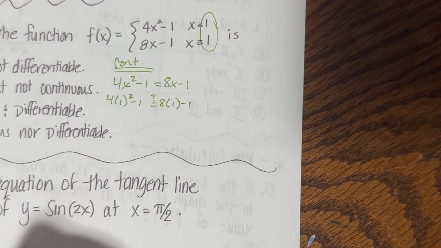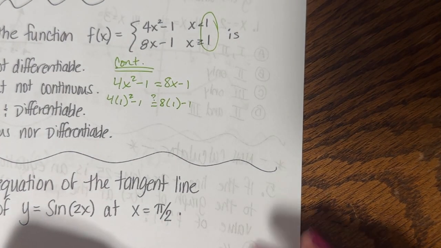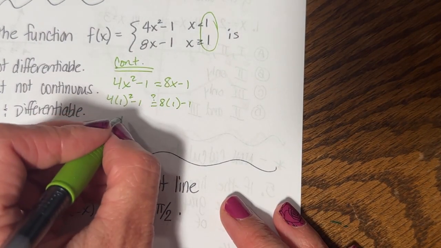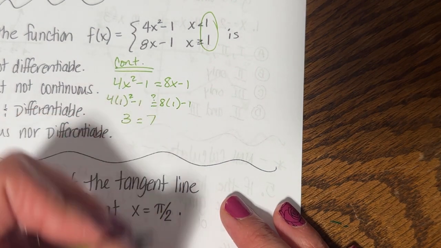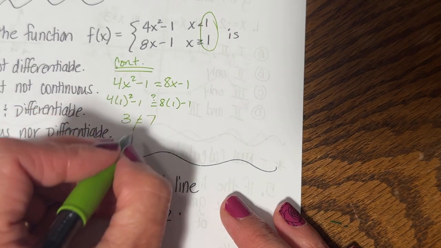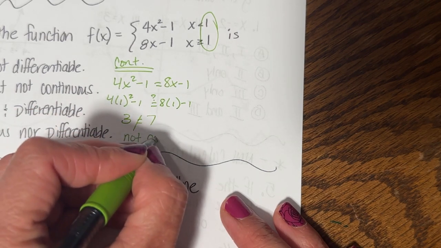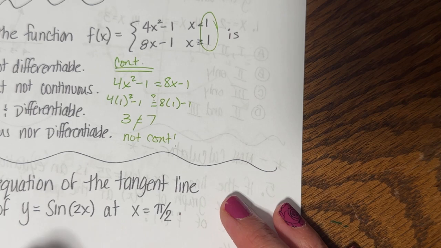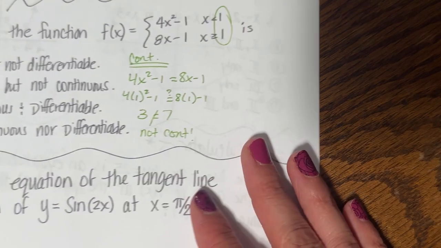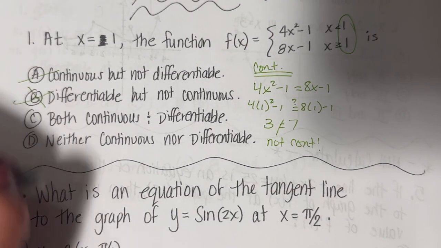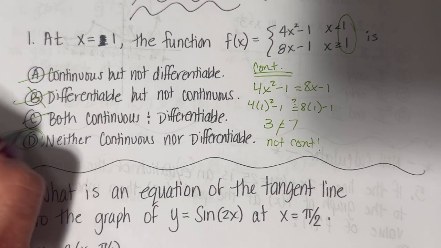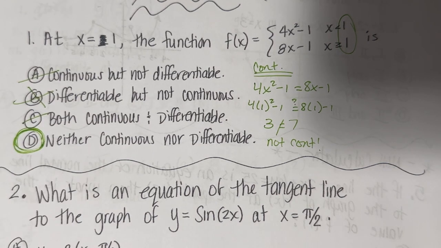Well, 1 squared is 1. 1 times 4 is 4. 4 minus 1 is 3. My bad, 8 times 1 is 8. 8 minus 1 is 7. Uh-oh. Those are not equal. So this is not continuous. Well, if it's not continuous, there's no way in the world it's going to be differentiable, because it has to be continuous in order to be able to take a derivative. So it is not A, it is not C, it is neither continuous nor differentiable. So D was the correct answer.